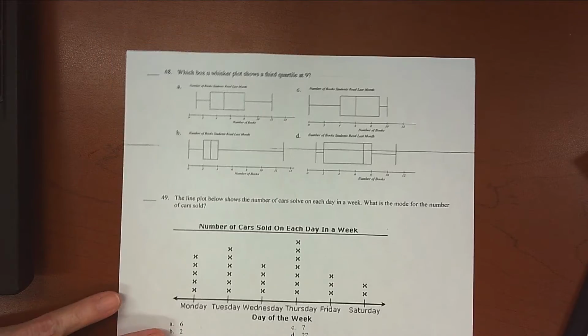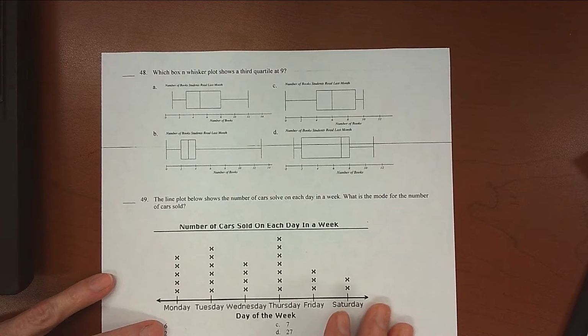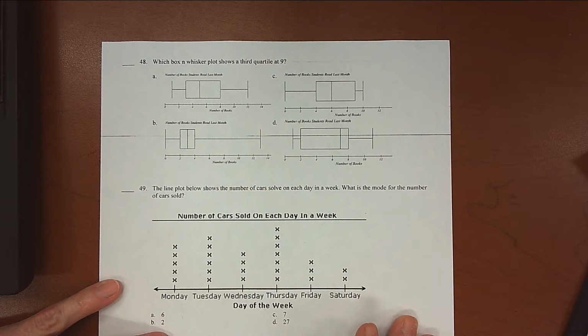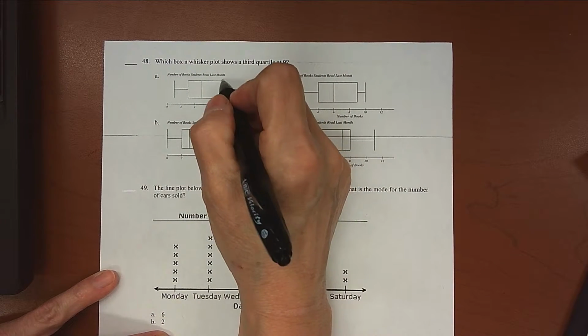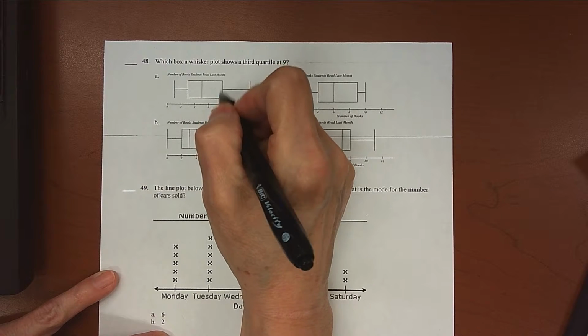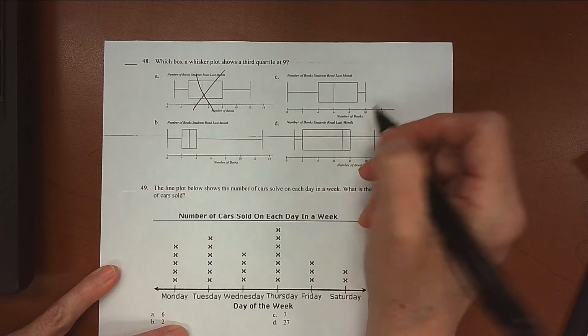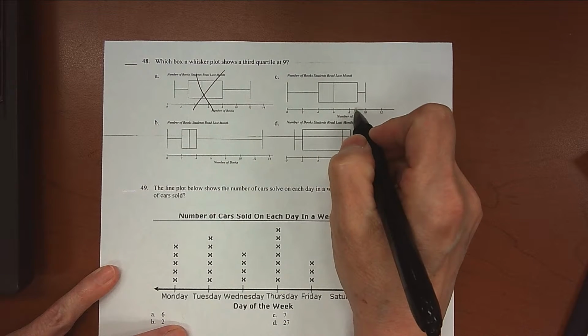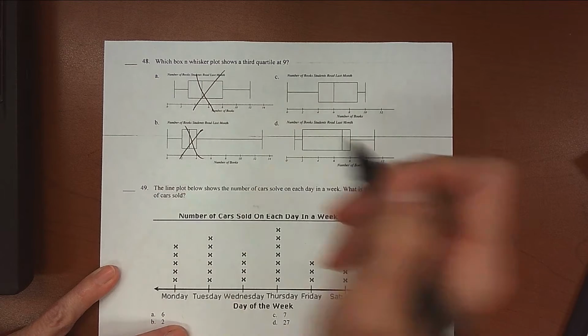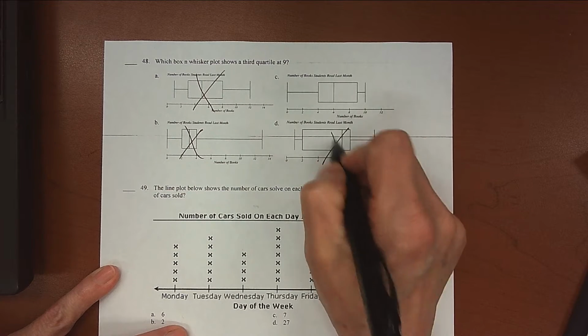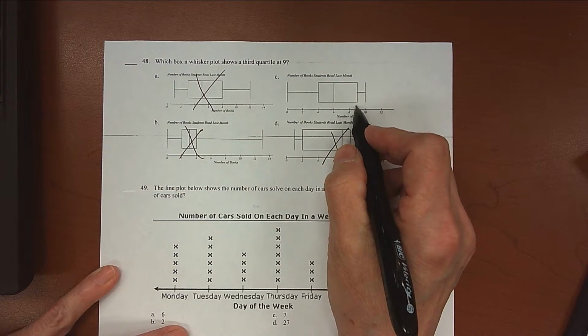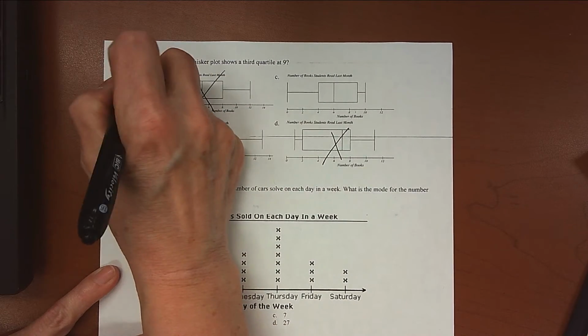All right, number 48 says, which box and whisker plot shows a third quartile at 9? Remember, the third quartile is the line that makes this right-handed part of the box here. So this one's at 8, can't be. This one could be at 9. Yep. This one's at 4, can't be. And this one's at 8, can't be. So it's got to be C, right at 9 there, right between 8 and 10. So C is our answer there.